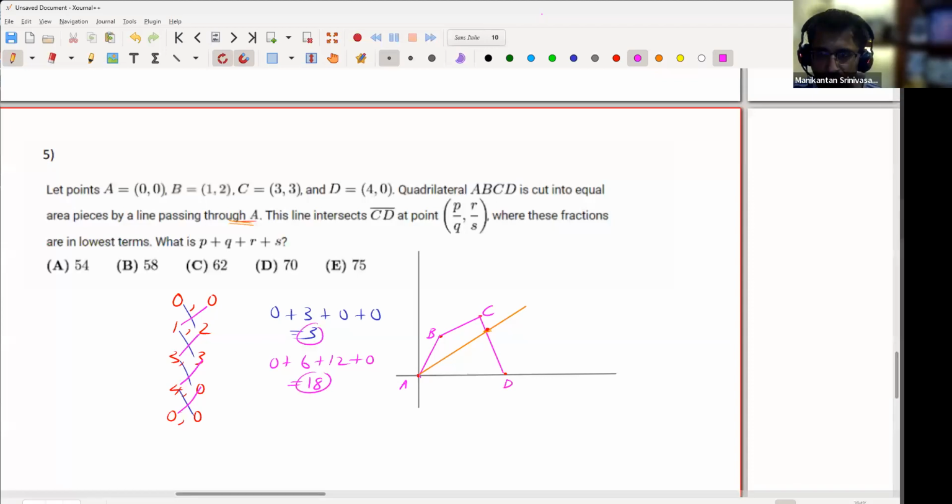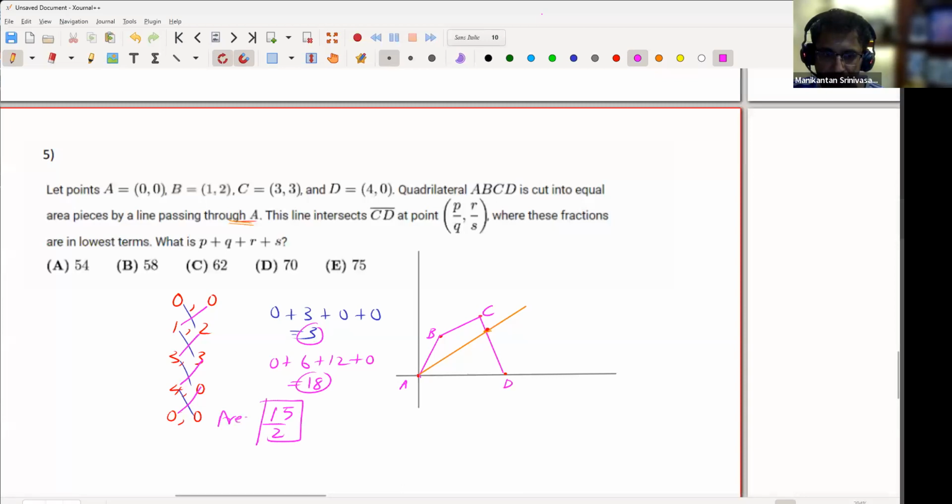So you have 2 products, one going from top left to bottom right, the other one bottom left to top right. You add all of these, you get 2 different sums. And then you just take the absolute difference between these two. Between 3 and 18, 18 is bigger. 18 minus 3 is 15. 15 by 2 is the area of this quadrilateral.